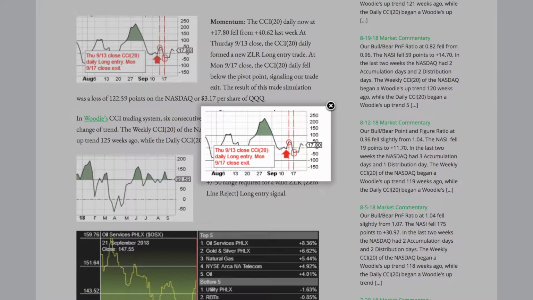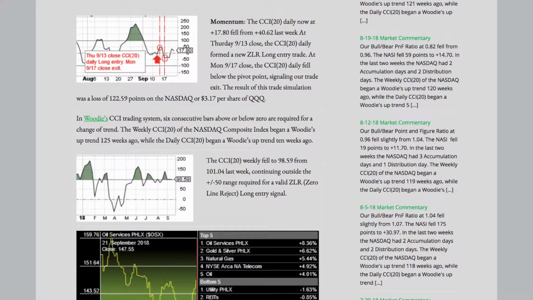Momentum. The CCI 20 daily, now at a positive 17.80, fell from a positive 40.62 last week. At Thursday 9/13 close, the CCI 20 daily formed a new zero-line reject long entry trade. At Monday 9/17 close, the CCI 20 daily fell below the pivot point, signaling our trade exit. The result of this trade simulation was a loss of 122.59 points on the Nasdaq, or $3.17 per share of QQQ.